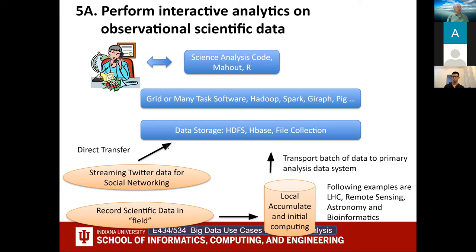Astronomy is often streamed in because you just have data coming from the telescopes, and you're looking for supernovas, so that when one telescope sees a supernova, you immediately send a message to all other telescopes to focus on it. And here we have some programming environments such as Spark or Hadoop, or Giraph, a graph processing environment, and Pig, which sits on top of Hadoop, and then that manages the analysis code. And it says Mahout, which is out of date nowadays. It would be deep learning, so it should say TensorFlow and PyTorch if you drew this picture today.